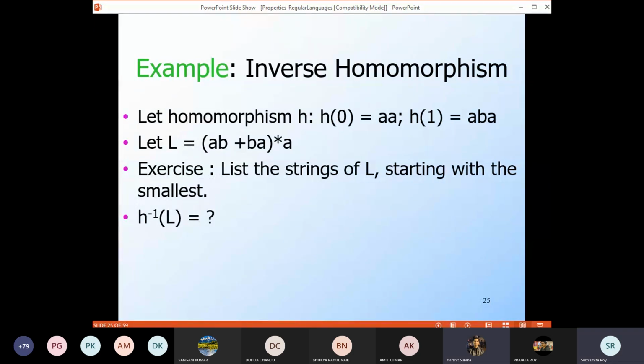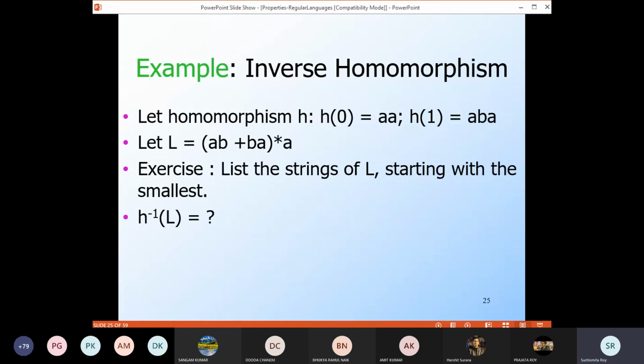And there will be 4 strings. 4? So what are they? AB ABA, AB BAA, BA BAA, and BA ABA. Have I missed out anything? No, ma'am. Okay, so 4 strings of length 5. And similarly, you can go on adding strings.